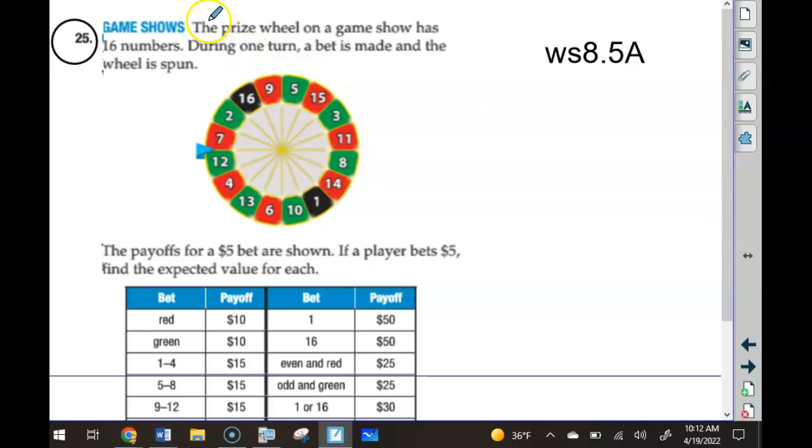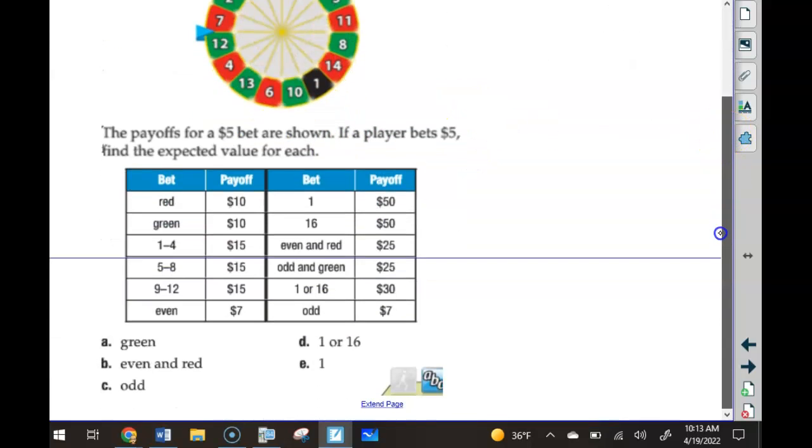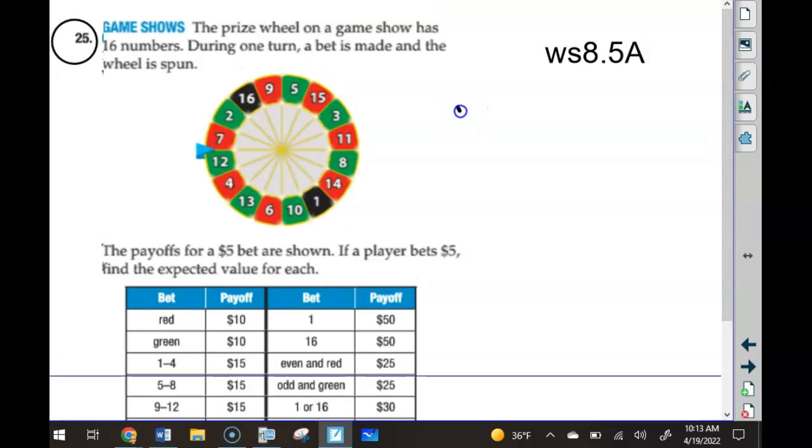It says the prize wheel on a game show has 16 numbers. During one turn, a bet is made and the wheel is spun. The payoff for a $5 bet are shown. If a player bets $5, find the expected value for each. Okay, can somebody tell me what the questions are? It says green, is that the first one? Green? Yep. Okay.